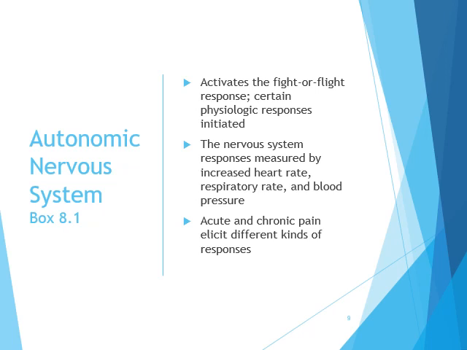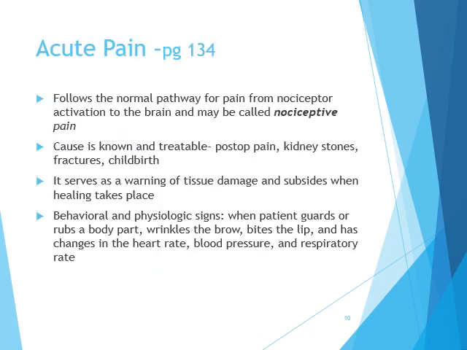So acute and chronic pain elicit different kinds of responses. And on page 135, it has table 8.1, which is differences in acute pain and chronic pain. And we're going to talk about that. So acute pain first. So acute pain on page 134, it follows the normal pathway for pain, from nociceptor activation to the brain, and it may even be called nociceptive pain.